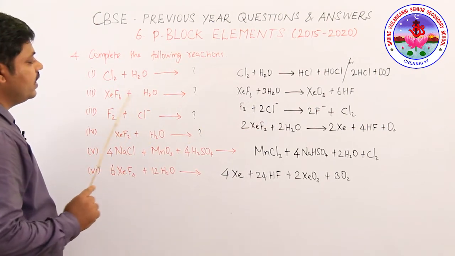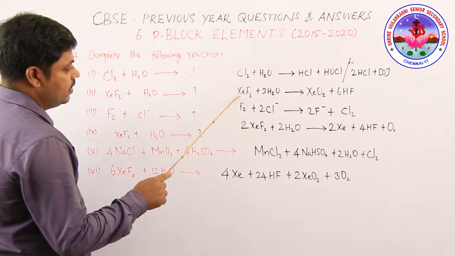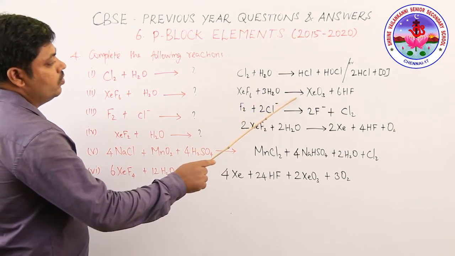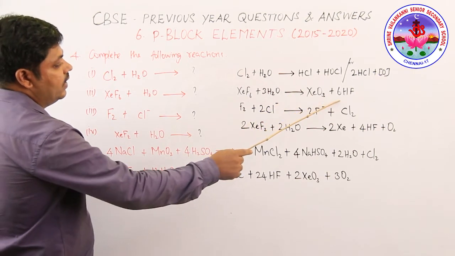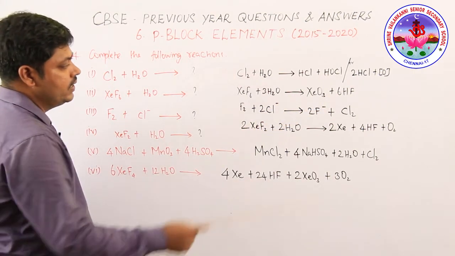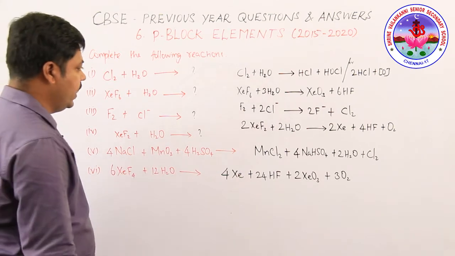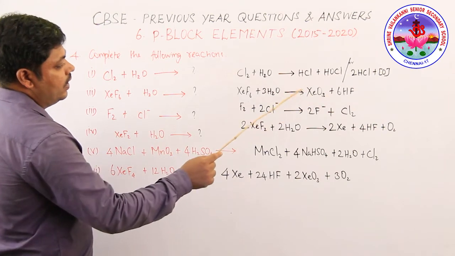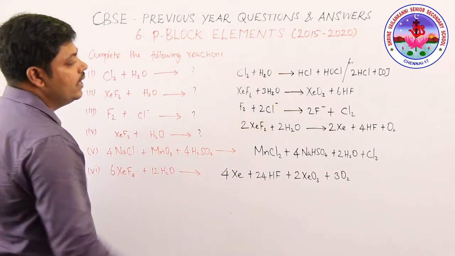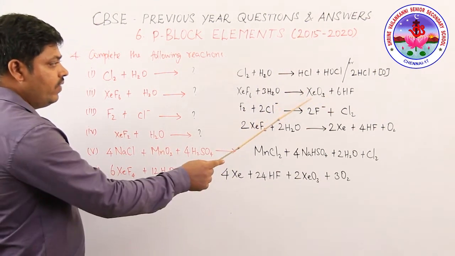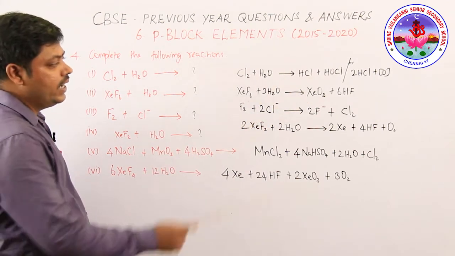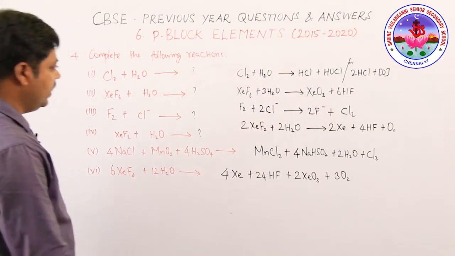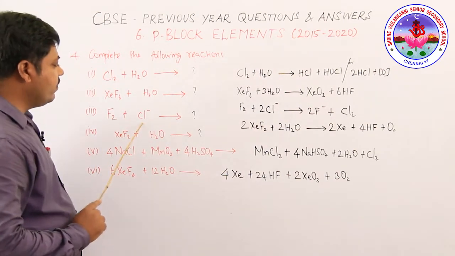Here the equation is not balanced, so xenon hexafluoride reacts with 3 moles of water to produce xenon trioxide and 6 moles of hydrogen fluoride. Now the equation is balanced. Here the xenon trioxide is highly explosive, 25 times more than trinitrotoluene, that is TNT. So highly explosive chemicals.